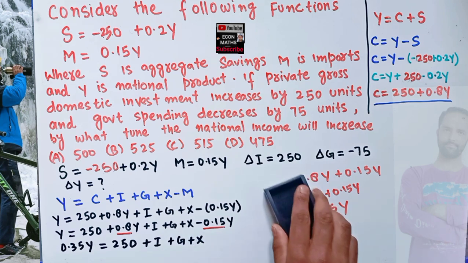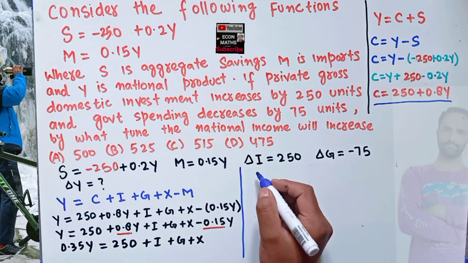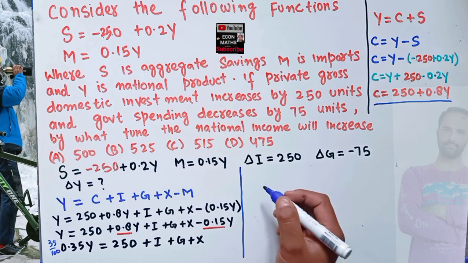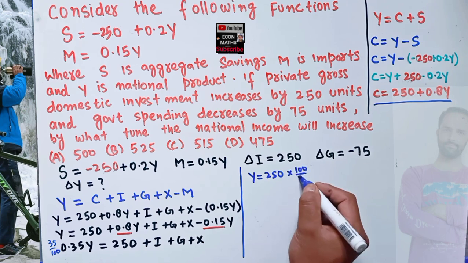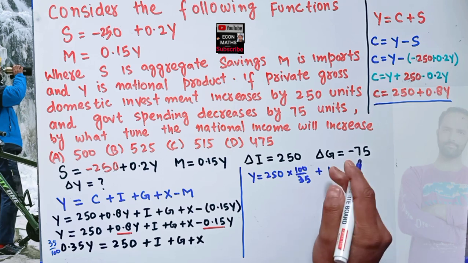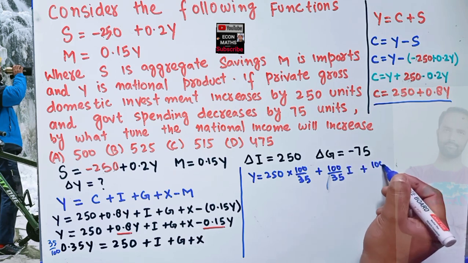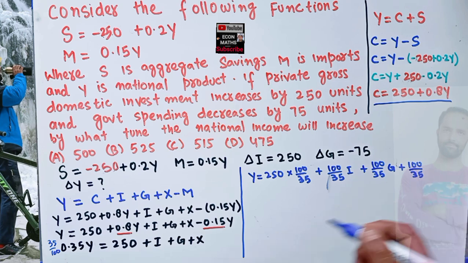Now 0.35 can be written as 35 divided by 100, simple. If I transpose it, it will get multiplied to each of these terms, but reciprocated. Divided and reciprocated, simple thing. That means our Y will be equal to 250 into 100 divided by 35, plus 100 divided by 35 I, plus 100 divided by 35 G, plus 100 divided by 35 X.